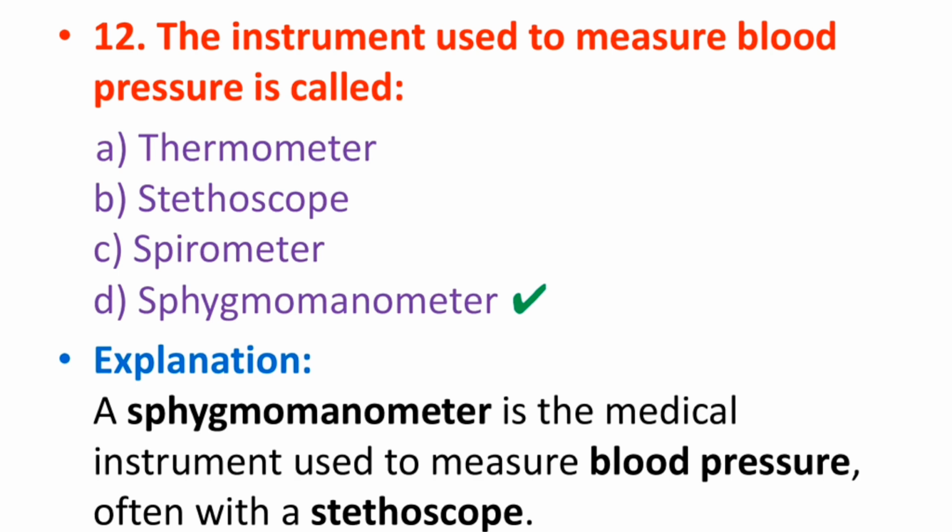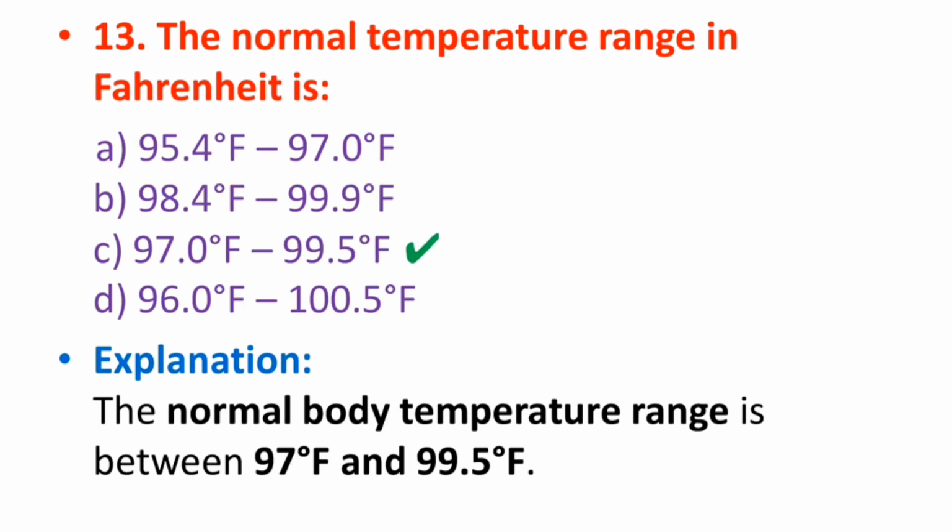The normal temperature range in Fahrenheit is: option A, 95.4 to 97.0 degrees Fahrenheit; option B, 98.4 to 99.5 degrees Fahrenheit; option C, 97.0 to 99.5 degrees Fahrenheit; option D, 96.0 to 100.5 degrees Fahrenheit. The correct answer is option C.